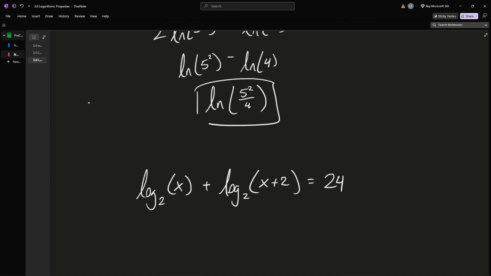Once again, we just treat our properties as our goal. We want to get a single log, so you simplify it as much as possible. And we'll see how solving it makes a lot more sense once you simplify it. Log base 2, we combine these two because they're both base 2. x times x plus 2 equals 24.